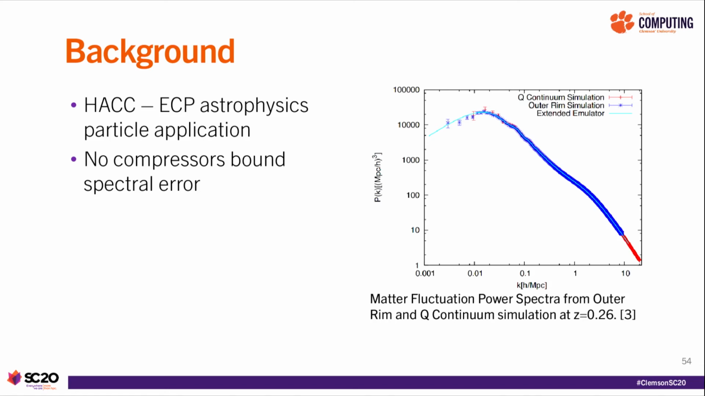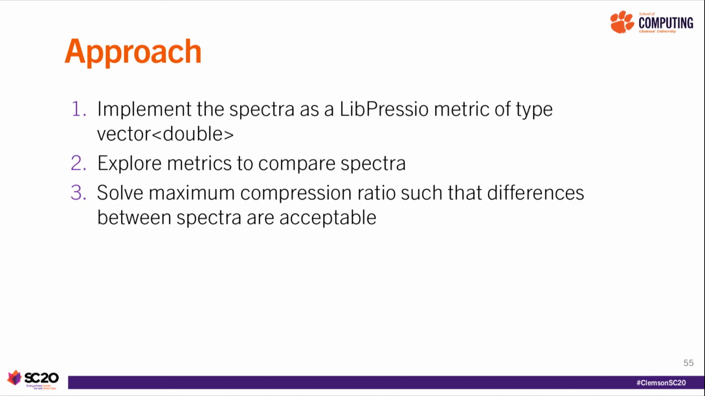What is important to note is that no currently existing compressor bounds something as sophisticated as this visualization. So how could we approach this problem? We could approach this by implementing the power spectra as a LibPressio metric of type vector of double.